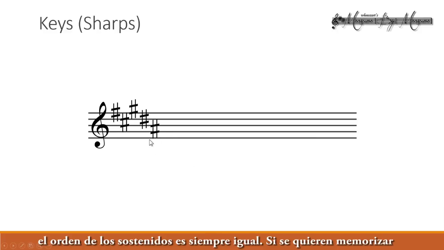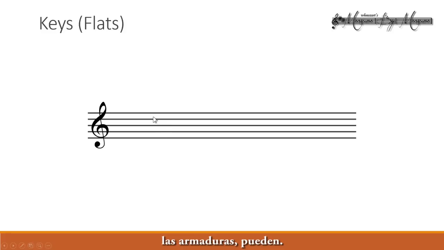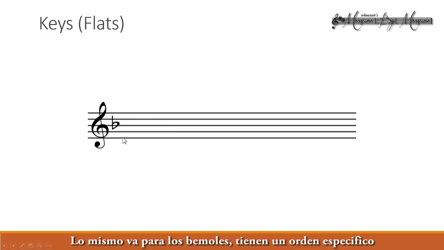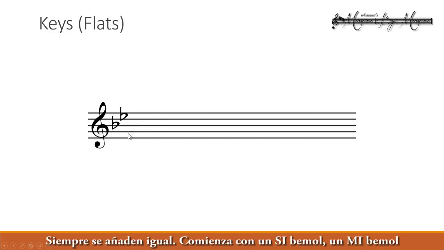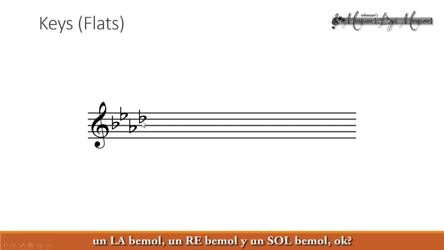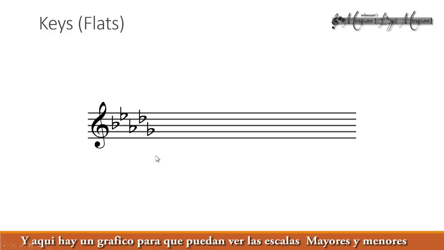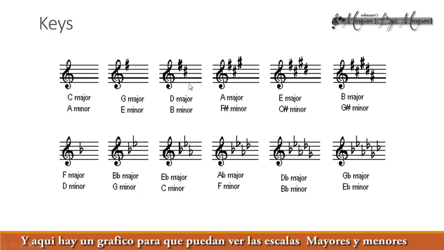So if you want to memorize the key signatures, you can. It's the same with the flats. They have a specific order. They always are added the same way. It starts with a B flat, then an E flat, then an A flat, then a D flat, then a G flat. Okay? And here is a little graph for you to have a visual cue of the major and minor scales.